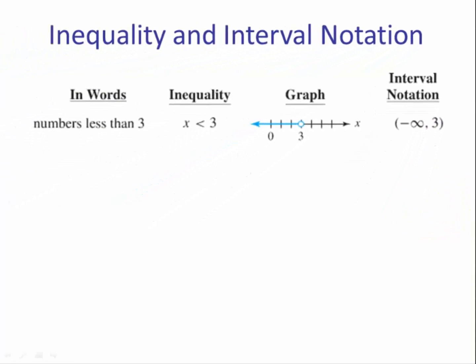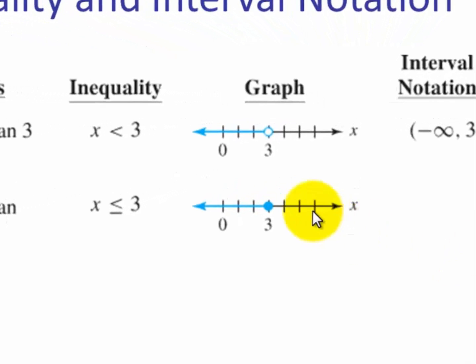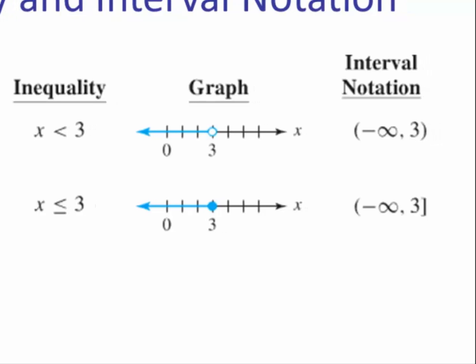Numbers less than or equal to 3, as an inequality, would be x is less than or equal to 3. The graph now includes 3. And in interval notation, instead of a parenthesis, we have a bracket.